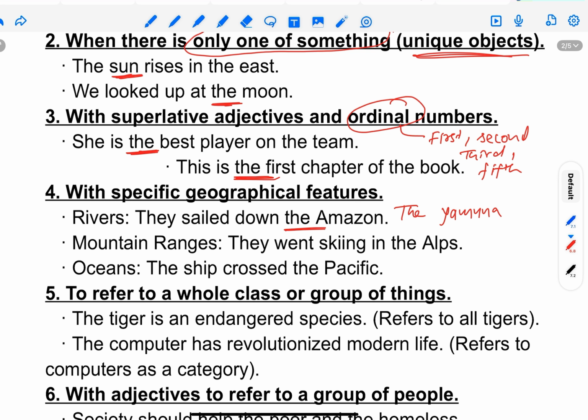Before the names of mountain ranges, for example, the Himalayas, the Himalayan mountain ranges, the Aravalli mountain ranges. So all mountain ranges take the article "the" before them. Not the mountain peak; a mountain peak will not take the article "the". Oceans: before the names of oceans we also use the article "the". For example, the Pacific Ocean, the Indian Ocean, and the names of seas also, the Arabian Sea, the Red Sea, like this.